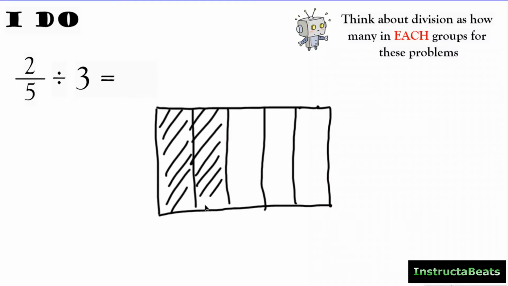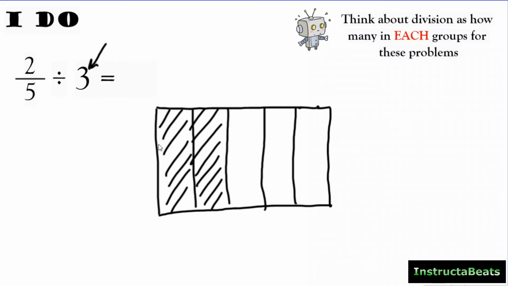So the first thing I want to do is, just like I've been doing since 3rd grade, draw an area model and shade in 2/5. Now, we're going to think about trying to solve this for how many are in each group. So we're going to think about our 3 as how many groups we can make.